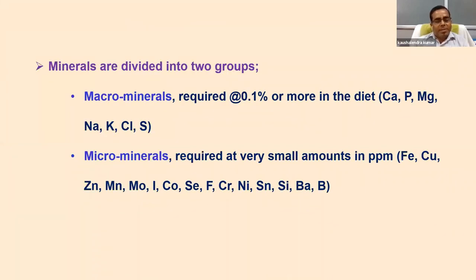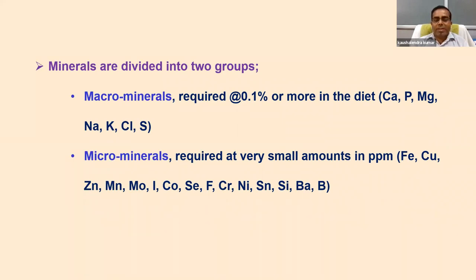We are aware of the types and classification of minerals, that is, macro minerals and micro minerals. For macro minerals, the requirement is more, and for micro minerals, the requirement is very small, in ppm. So the major macro minerals are calcium, phosphorus, magnesium, potassium, sodium, chlorine, and sulfur. These 7 minerals come under the macro group because their requirement is more.